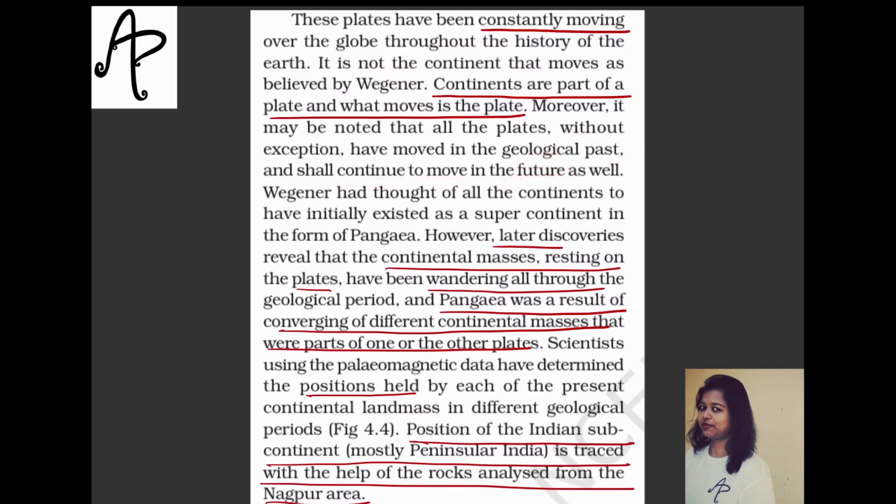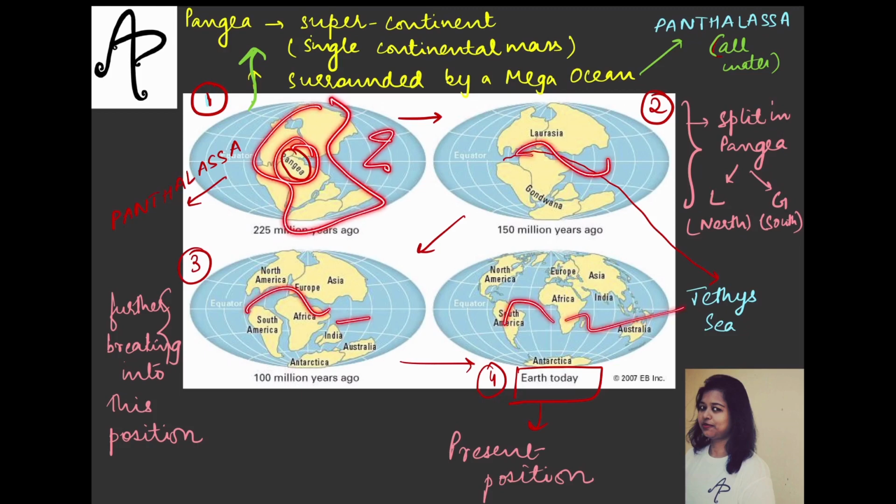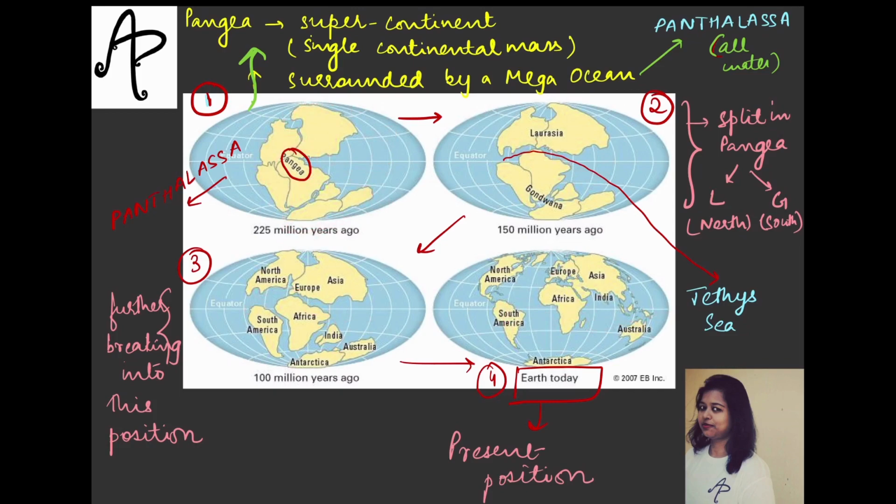Now, Wegener had thought of all the continents to have initially existed as a supercontinent, which we have done in the form of Pangea. Just to quickly remind you, otherwise if you have forgotten, that will be a problem for you again. Okay? I hope you remember this was the continental drift theory given by Wegener, and you had Pangea as one landmass, then Panthalassa, and you know how the drifting happened, and this is how the continent shifted. So according to Wegener, this was happening.